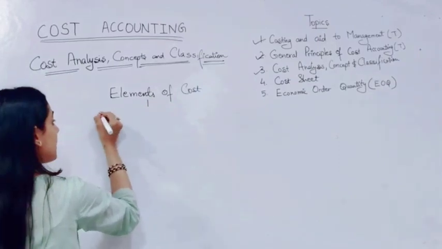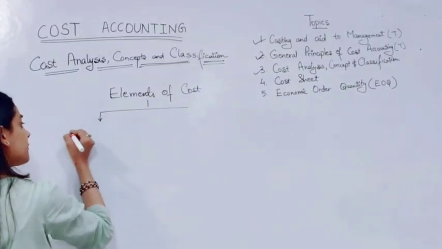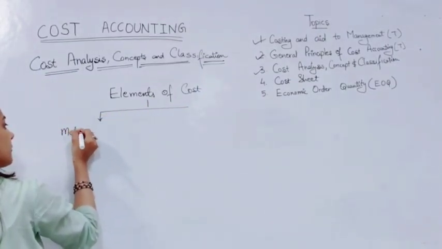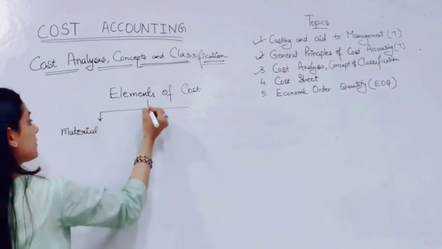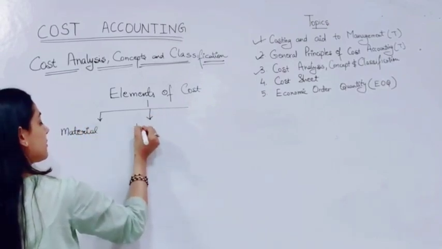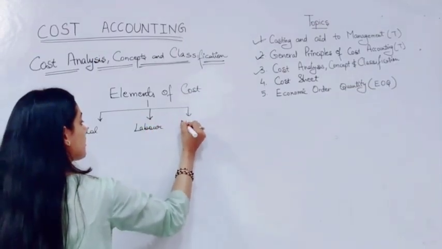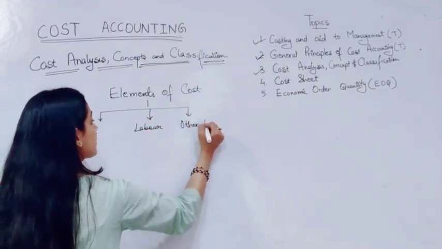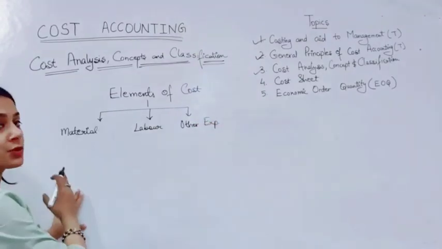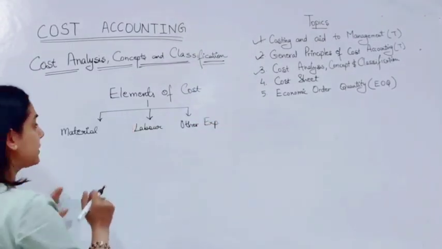Cost is basically made of three elements. First is material, second is labor, and last is other expense. So these are the three things which formulate cost.